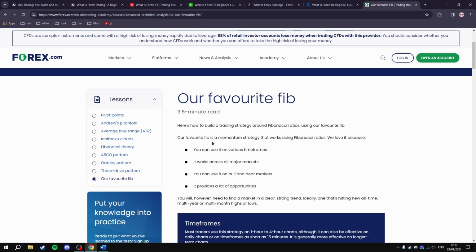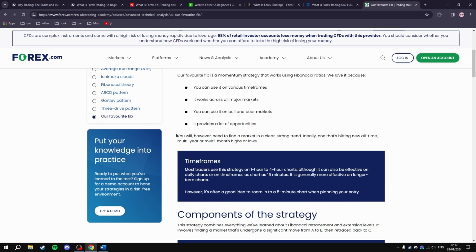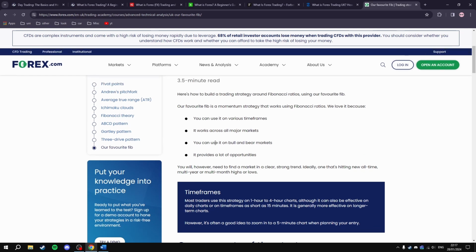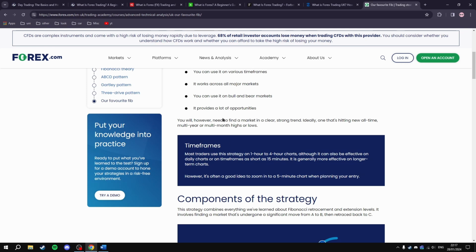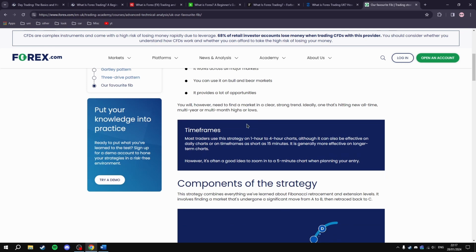You will, however, need to find a market in a clear, strong trend, ideally one that's hitting new all-time, multi-year or multi-month highs or lows. Well, that's going to be a tough one, I think.